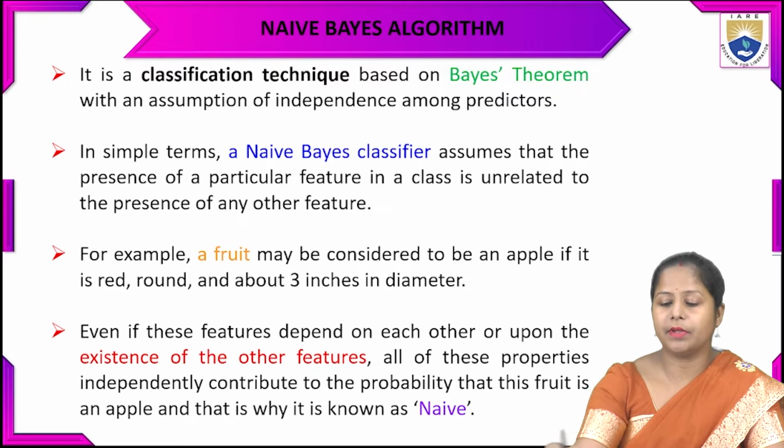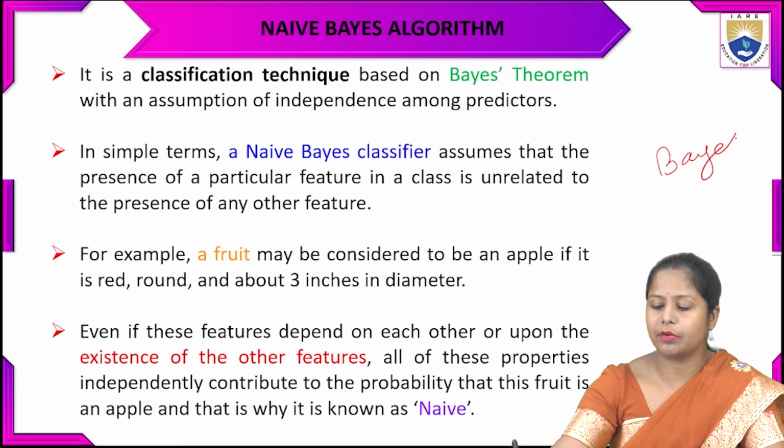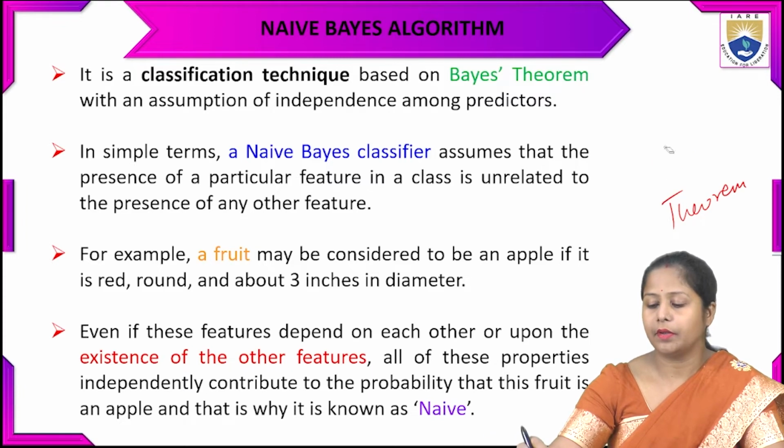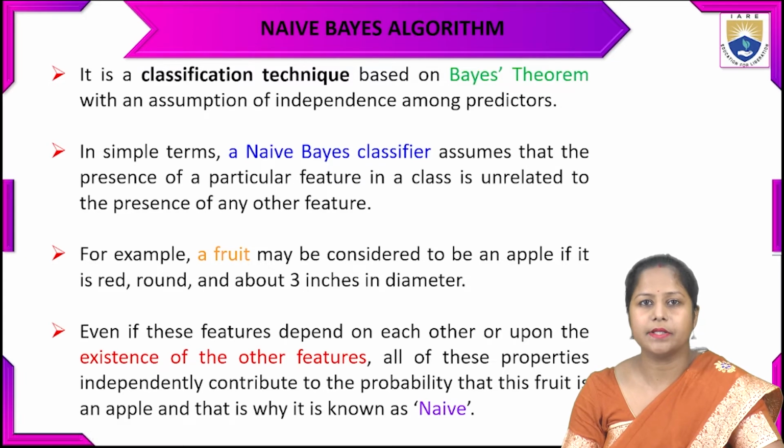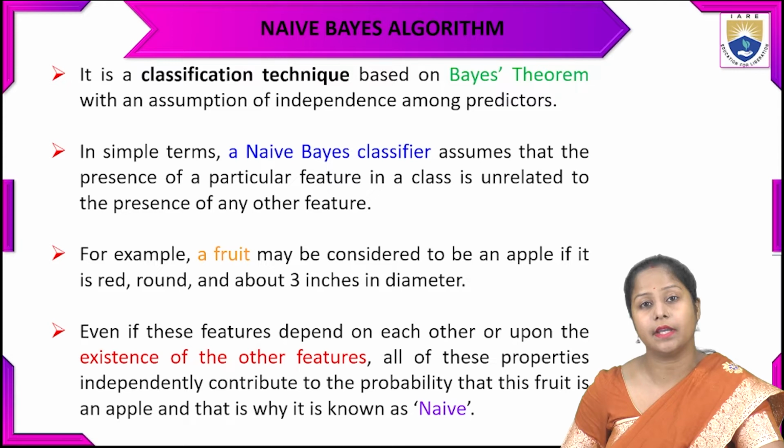Bayes comes from the Bayes theorem, basically. So that was what is naive and what is Bayes. And there are properties on the basis of which the classifier has to classify the same fruit.